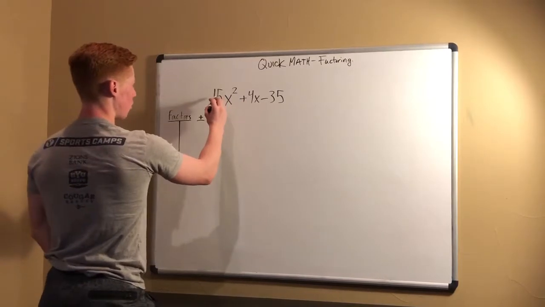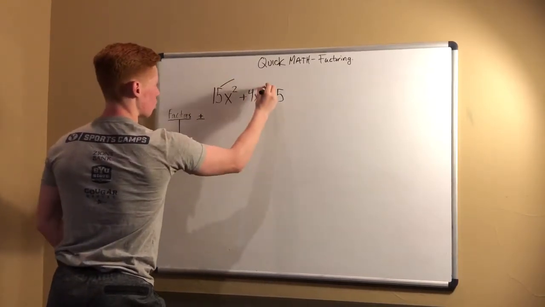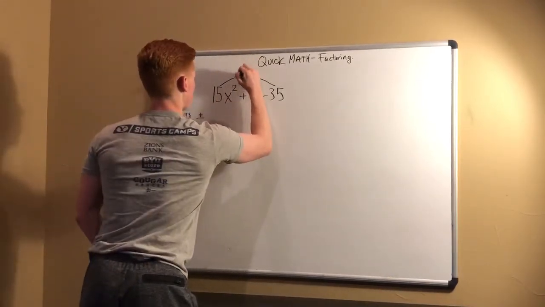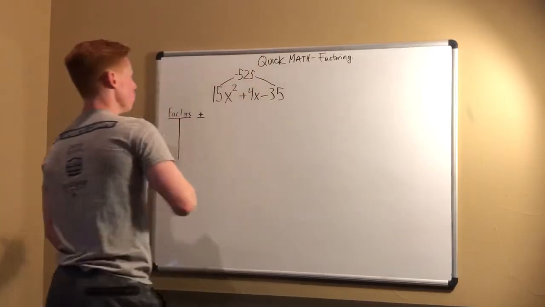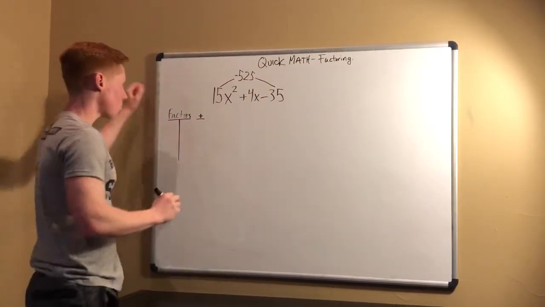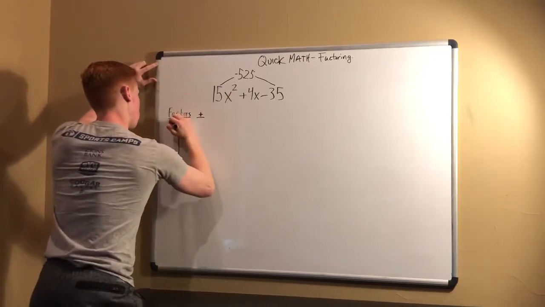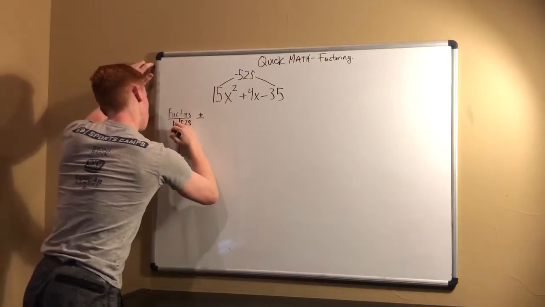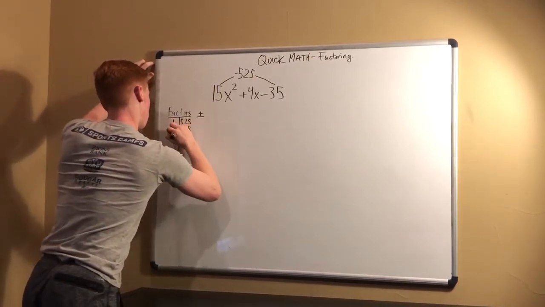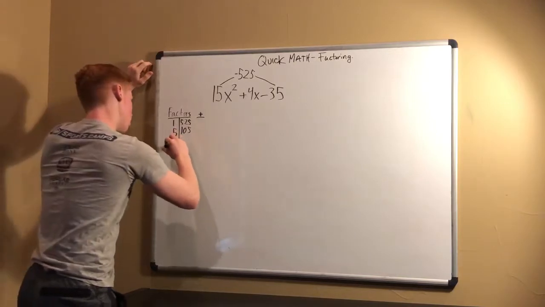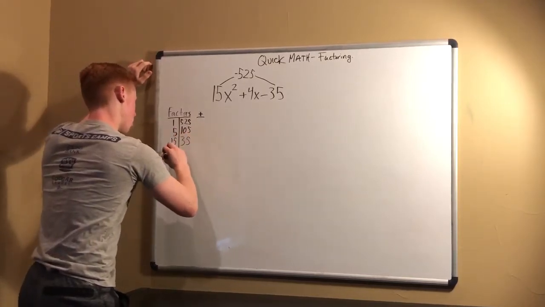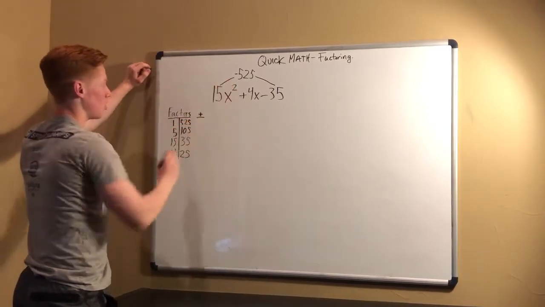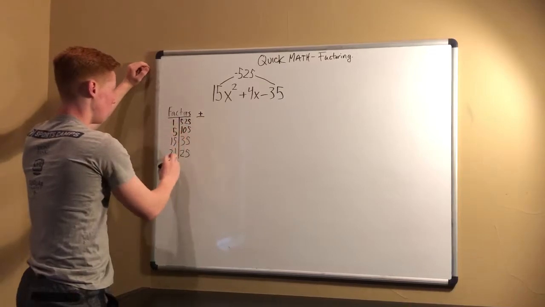So next we look for the coefficient of the first term, which is 15, and multiply by the last term, which is negative 35, and that comes out to 525, and that's negative. So next we look for the factors of 525. First we got 1 and 525, and we got 5 and 105. Then we got 15 and 35 and 21 times 25. And just keep in mind, since it's a negative number, one of these is going to be negative.